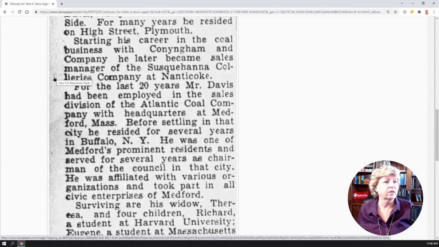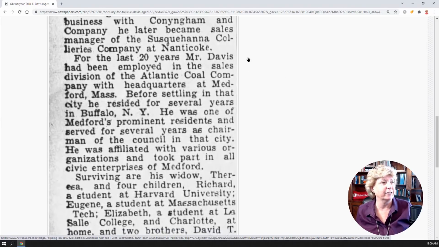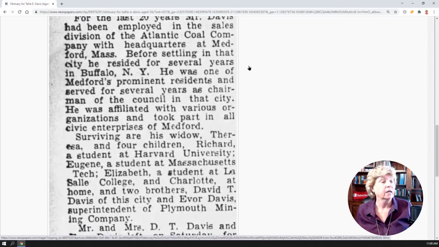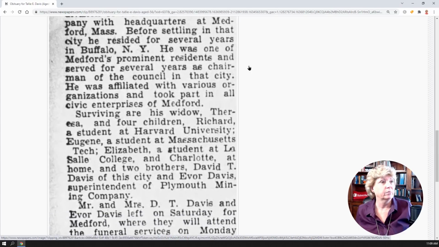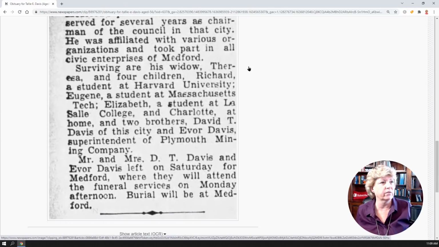Starting his career in the coal business with Cunningham and Company, he later became a sales manager. Gosh, I hope I don't mispronounce this. The Susquehanna Collieries Company in Nanticoke, I think. I apologize if you're from that area. For the last 20 years, Mr. Davis has been employed in the sales division at the Atlantic Coal Company with headquarters in Medford, Mass. Before settling in that city, he resided several years in Buffalo, New York. He was one of Medford's prominent residents and served for several years as the chairman of the council in that city. He was affiliated with various organizations and took part in all civic enterprises of Medford.